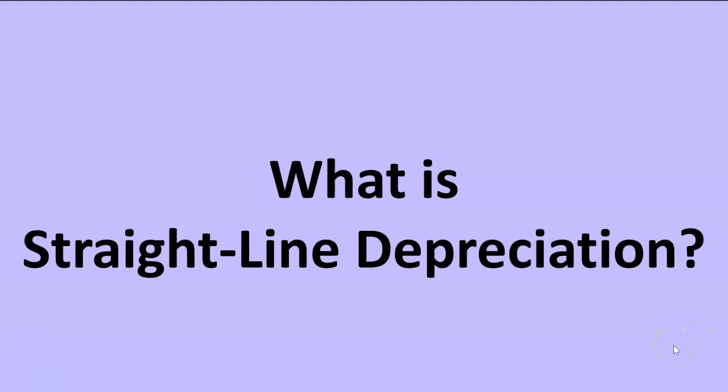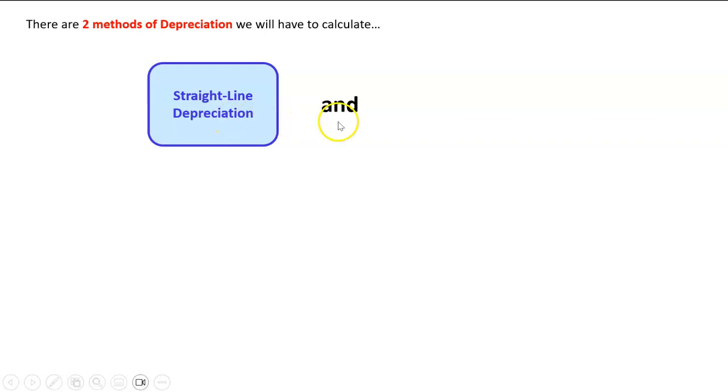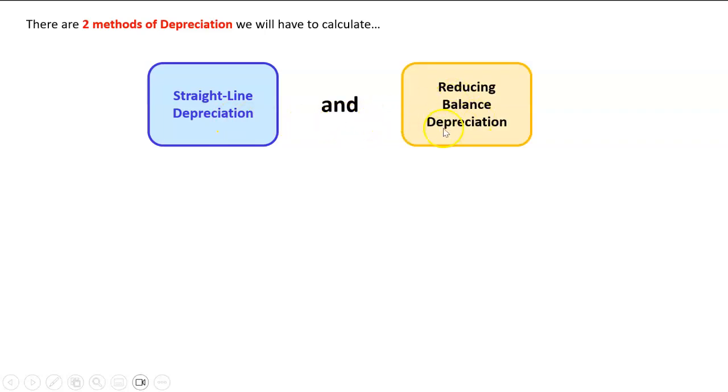Now that we've learned what depreciation is, we need to look at how we calculate it. So we're going to start with something called straight line depreciation. In our course there are two methods of depreciation we will have to calculate: straight line depreciation and reducing balance depreciation. We're going to park reducing balance for a bit. We'll cover that in the next part of the course.